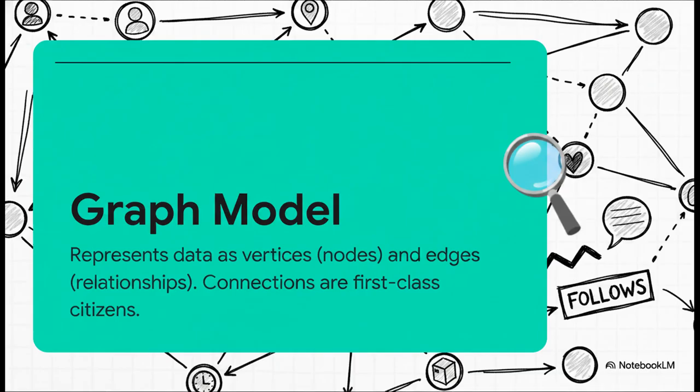You've got your vertices, or nodes. Those are the things, like people and places. And then you have edges, which are the relationships between them. A follow on a social network isn't just a number in a column. It's a rich piece of data all on its own.